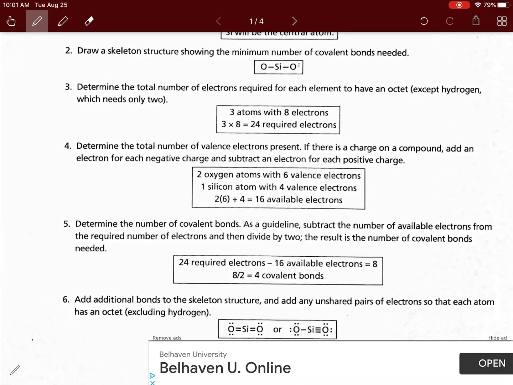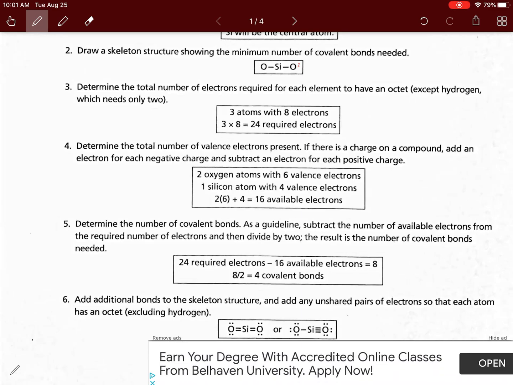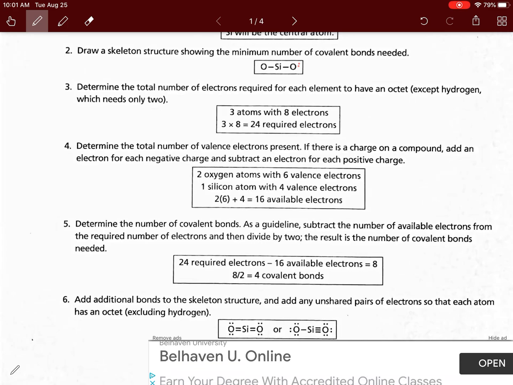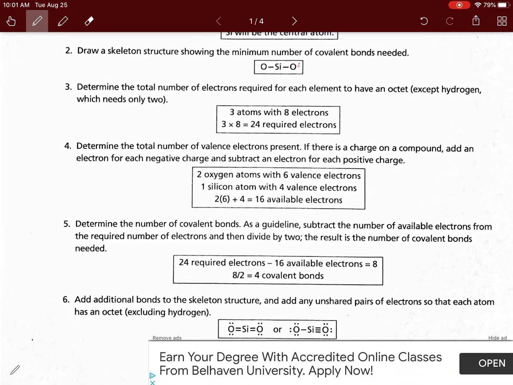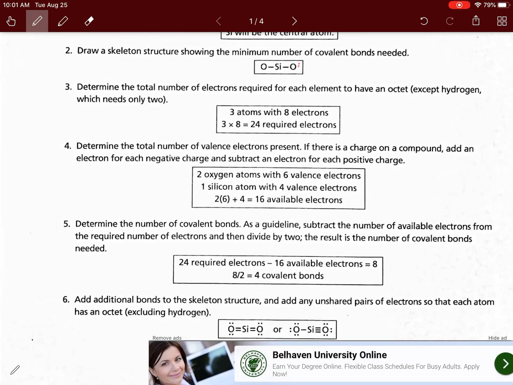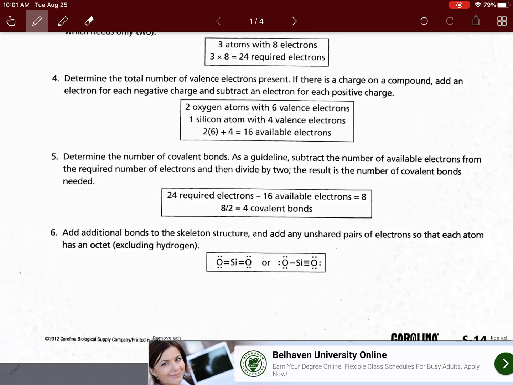Then, on a second line, we're going to determine the total number of valence electrons present. And if there's a charge, and we'll do some examples of that, if it's a negative charge, we'll add another electron to that number. If there's a positive charge, we'll take an electron away. And then 5 says, determine the number of covalent bonds. As a guideline, subtract the number of available electrons from the required, and then add additional bonds. So again, reading through this, you're like, yeah, okay.